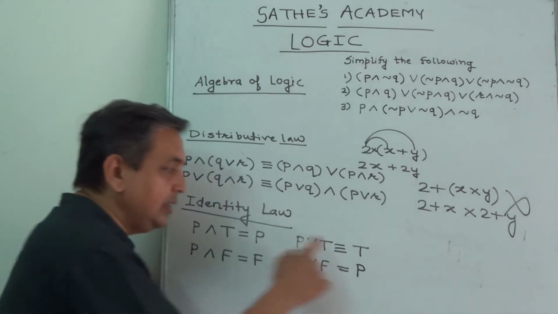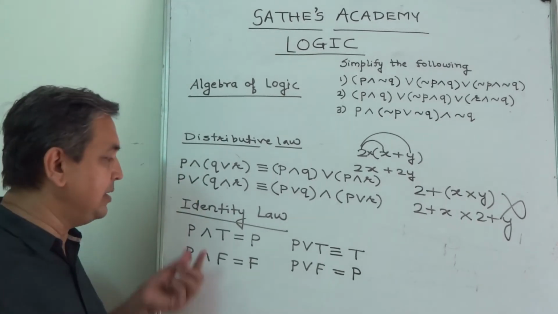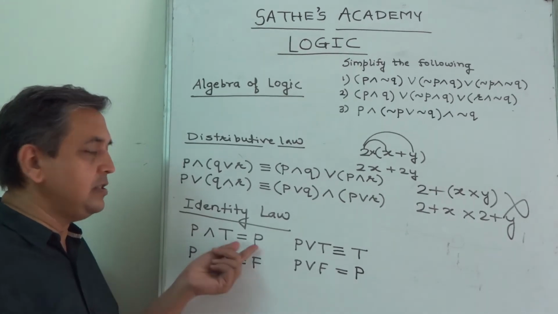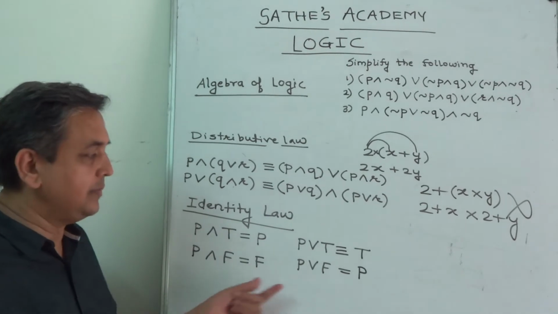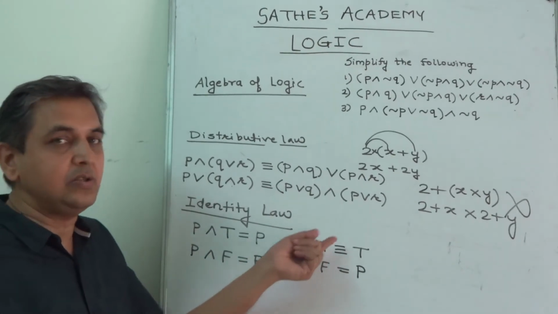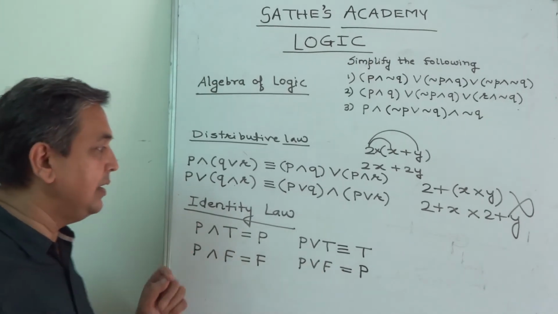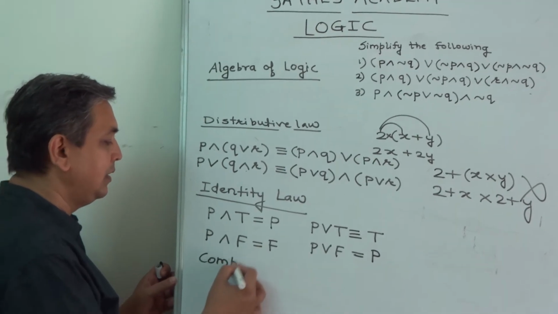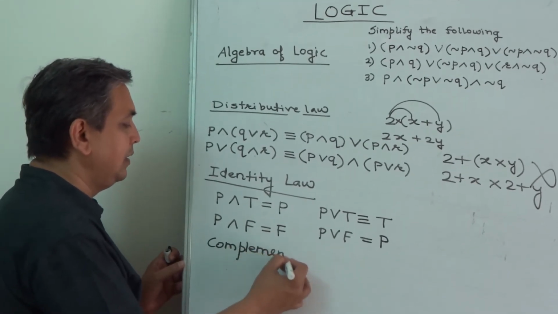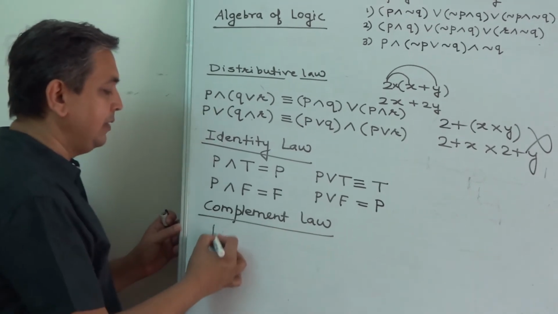So we have to learn these identity laws. We have to understand these identities by using truth tables. P and T is P. P and F is always false. P or T is always true, and P or F will be same as P. And the third important law is complement law. What is this complement law? P.